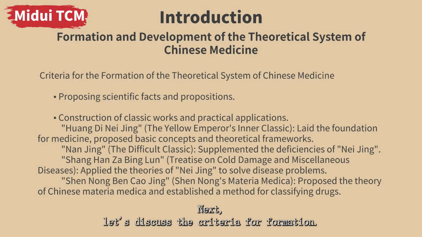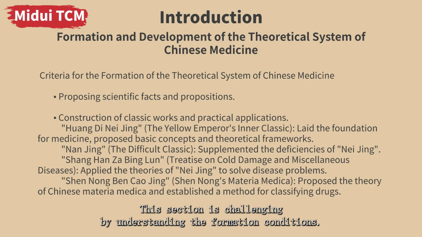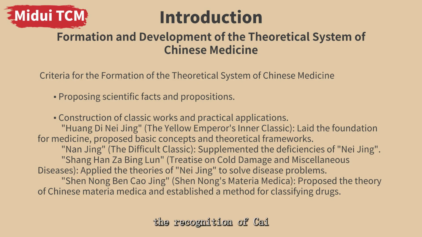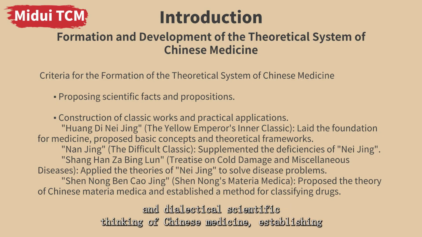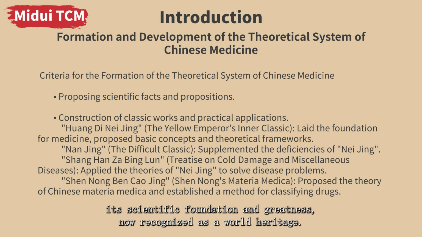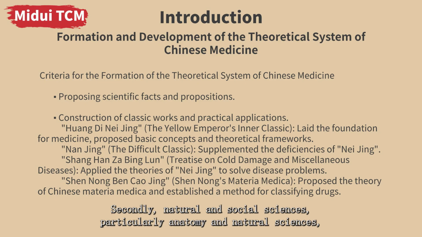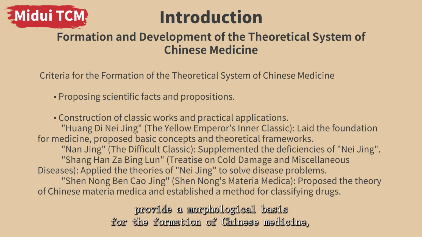Next, let's discuss the criteria for formation. This section is challenging. By understanding the formation conditions, students can appreciate the scientific nature of Chinese medicine. The recognition of Yin, Yang, and 5 elements as the material nature of the world and life and their motion forms the systematic, holistic, and dialectical scientific thinking of Chinese medicine, establishing its scientific foundation and greatness now recognized as a world heritage. Secondly, natural and social sciences, particularly anatomy and natural sciences, provide a morphological basis for the formation of Chinese medicine, dispelling misconceptions that Chinese medicine lacks anatomy and is purely speculative.